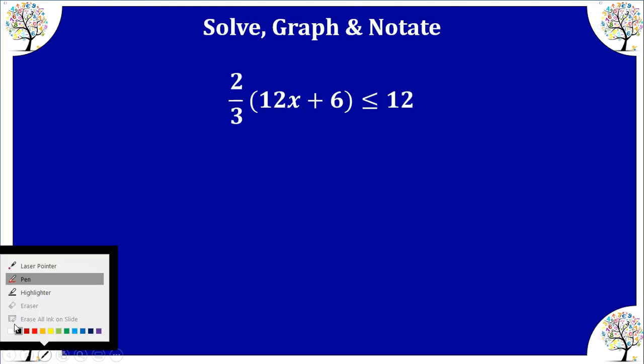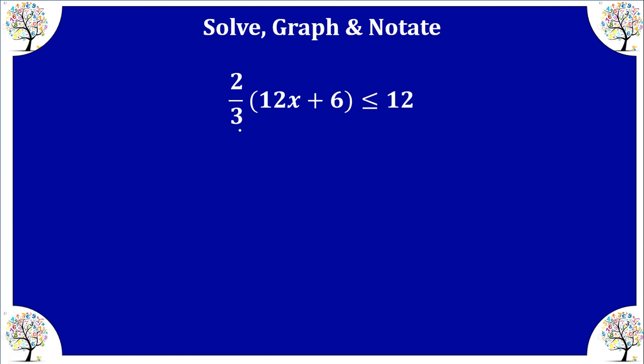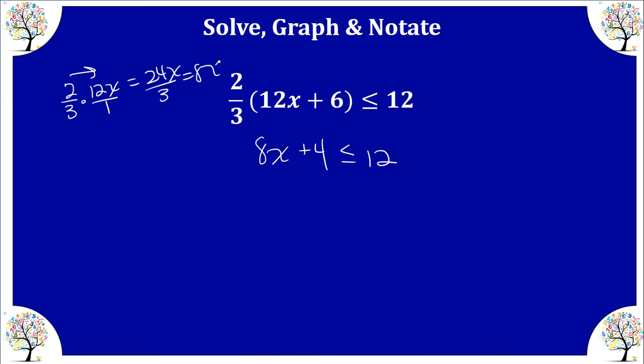Okay, now let's get into solving inequalities, which is just like equations. And so we're going to solve, graph, and then notate. So I'm going to distribute 2/3 to 12x plus 6. So I like to do this shortcut. 3 goes into 12x 4x times, and then 4x times 2 is 8x. 3 divides into positive 6 2 times, and 2 times 2 is 4. If you don't like that little shortcut, you can do it the long way and multiply straight across, and you get 24x over 3, which is 8x.